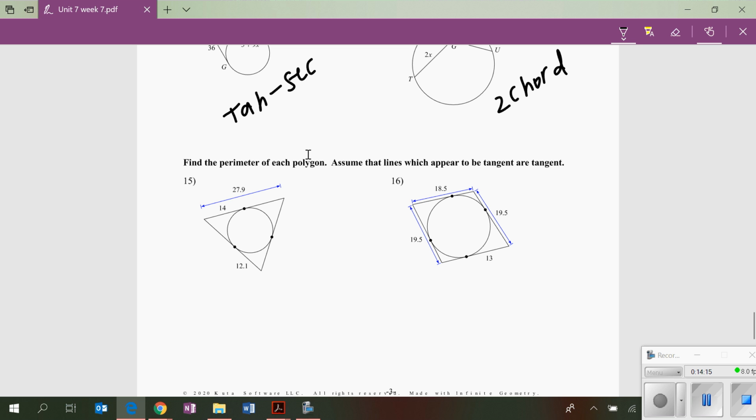All right. I do want to talk about these ones because it is slightly more abstract than your other problems. However, very doable. Okay. So finding the perimeter of each polygon, perimeter, remember, meaning the length around all of your sides. We'll do number 15 together.